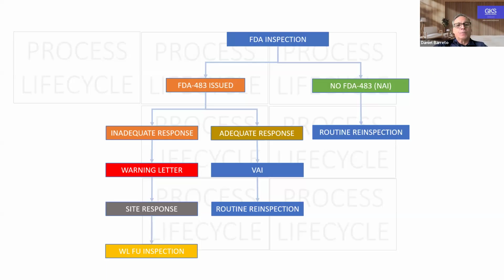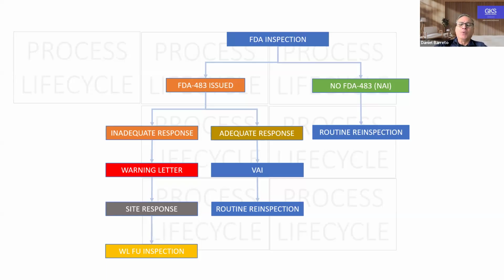So you get your FDA inspection. Two things are going to happen immediately: either you get a 483 or you don't. For the most part, when you don't, there's nothing you need to do other than analyze and assess: okay, the inspection went well. Is the inspection actually a reflection of how good we are?